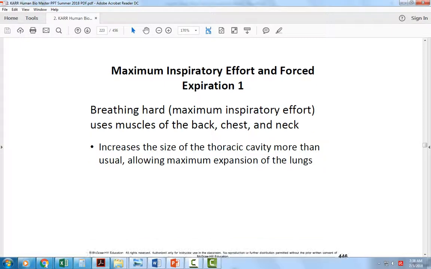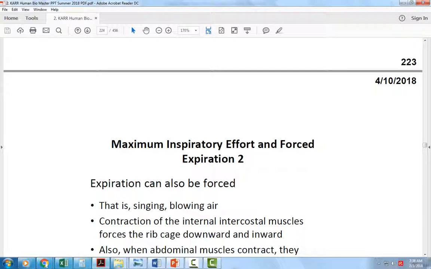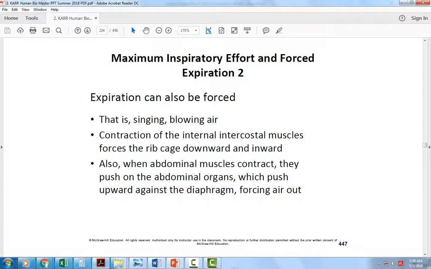The same thing with expiration. When we want to exhale really hard, like if you've been out with friends and laughed a lot or had a bad respiratory virus and spent the whole night coughing, you'll notice that your abdominal muscles get sore. That's because to increase our expiration, to get a good breath out, we use our abdominal muscles to compress the cavity and force that push upward up against the diaphragm and force that air out. So we have extra muscles to help with excess breathing in or out.